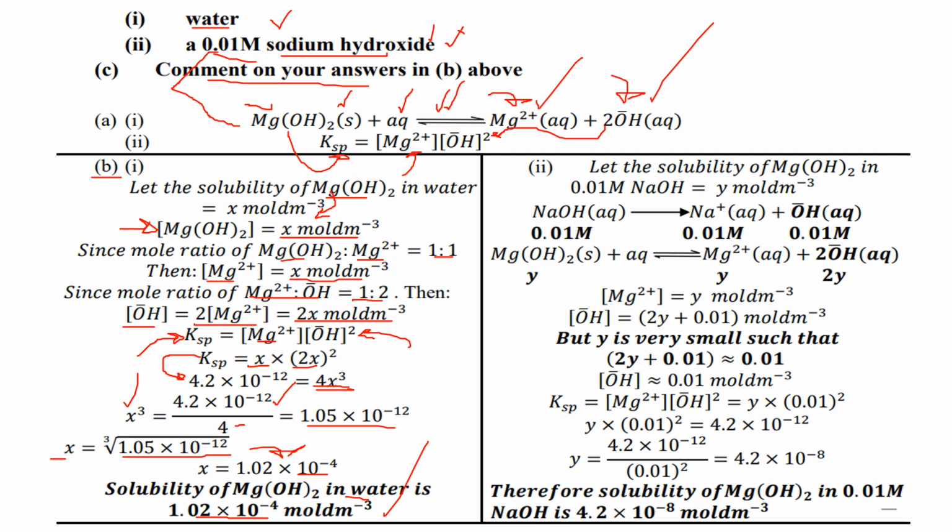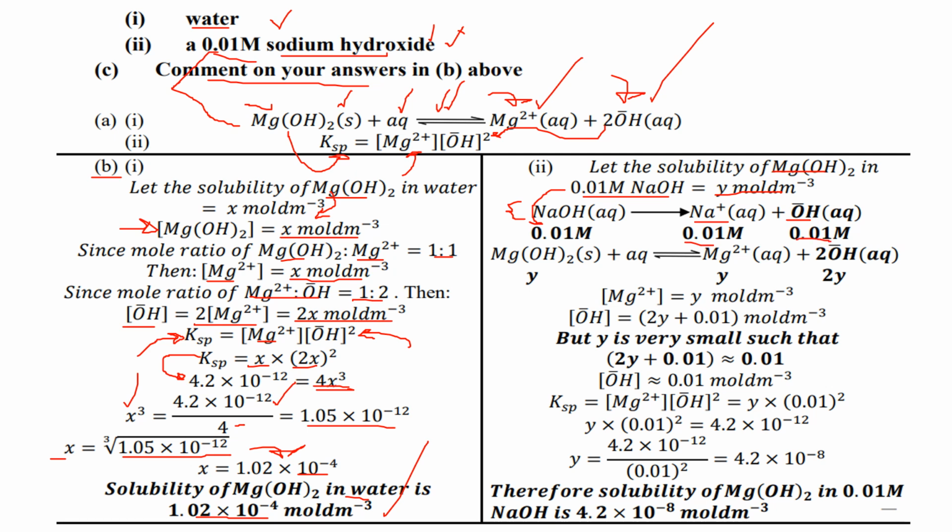So first of all, we write the solubility of magnesium hydroxide, when it's dissolved in 0.01 molar sodium hydroxide, to be Y moles per decimeter cubed. Remember that sodium hydroxide is a strong electrolyte, a strong base. So sodium hydroxide fully ionizes, forming sodium ions and then hydroxide ions. The molar concentration of sodium ions is 0.01.